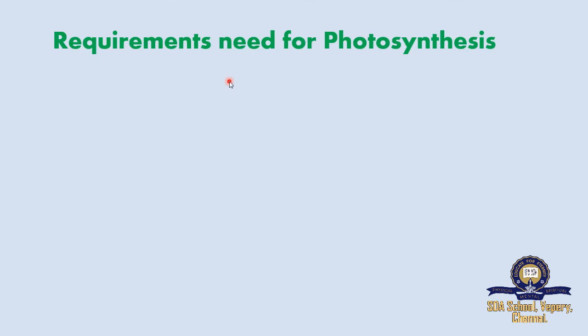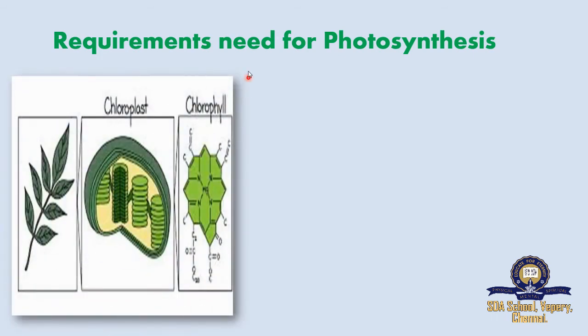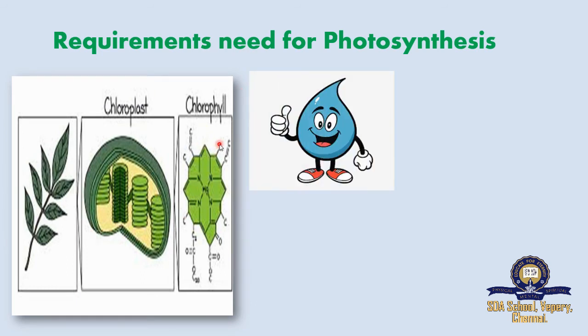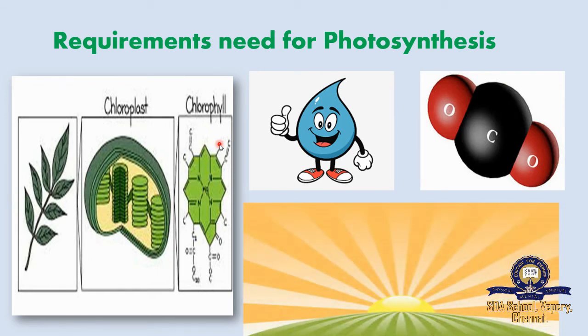And what are the requirements needed for photosynthesis? As we discussed, the first requirement is chlorophyll. Chlorophyll is nothing but a green pigment in leaves. And the second requirement is, of course, water, H2O. The third requirement is carbon dioxide. And the fourth one is very essential, which is sunlight. So these four requirements are needed for photosynthesis.